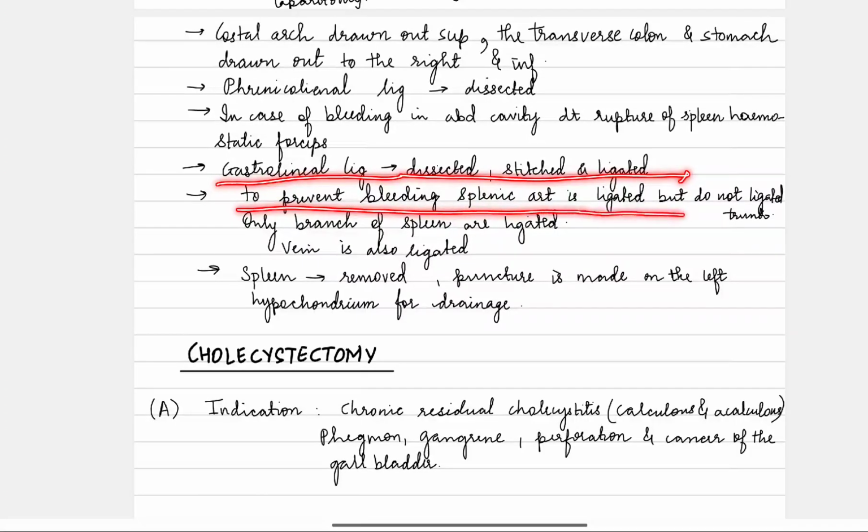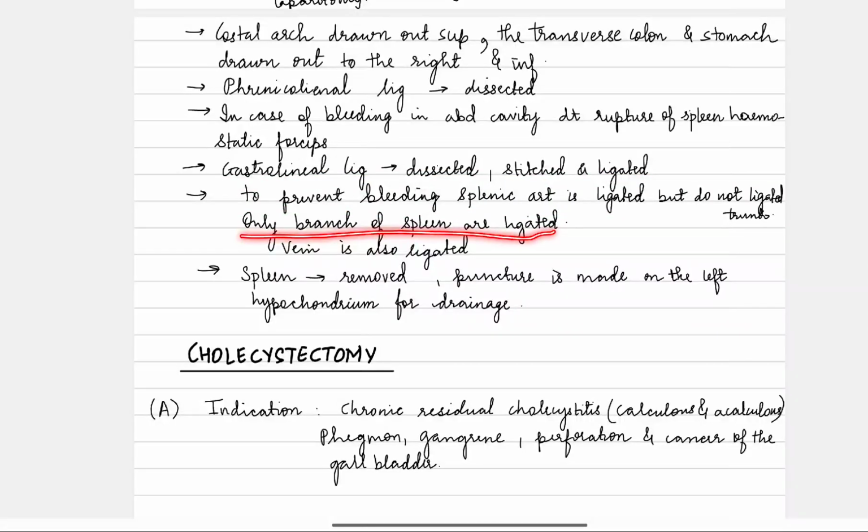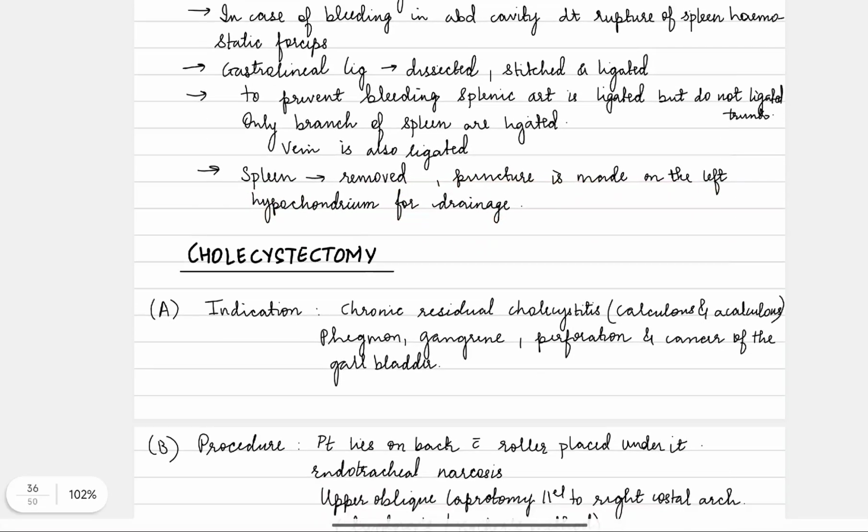To prevent the bleeding, splenic artery is ligated but not the trunk. Only branches of the spleen are ligated. Vein is also ligated simultaneously. Spleen is removed. Puncture is made on the left hypochondrium for drainage.